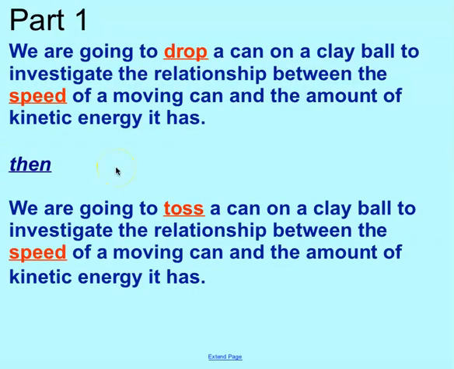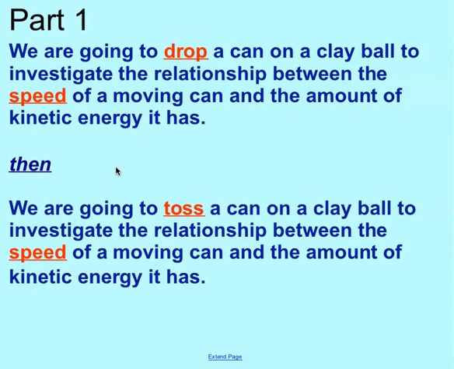In part one, what we're going to do is drop a can on a clay ball to investigate the relationship between the speed of a moving can and the amount of kinetic energy it has. Then we're going to do 3 trials. We're going to do 3 more trials, but this time, the book says throw, but we're actually going to toss it. We're going to push it down. In other words, we're going to manipulate the speed.